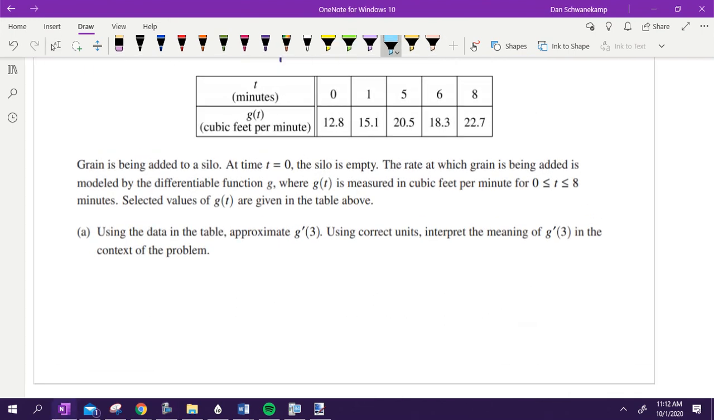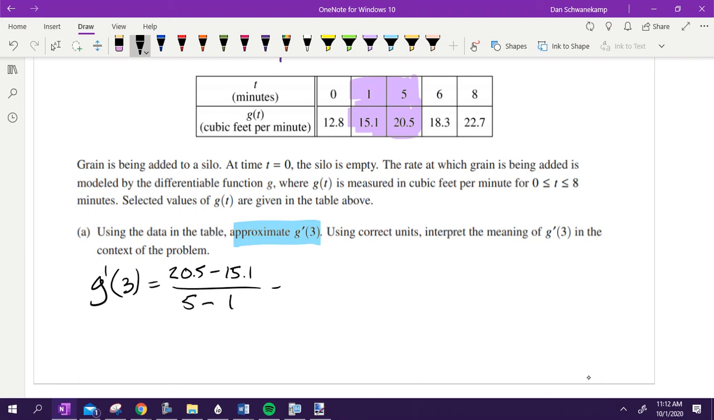Using the data in the table, we're approximating G prime at 3. So if I want to approximate G prime at 3, Max M, what did you do from there? This is G. He's trying to interpret G prime. And so for him to interpret G prime, we are going to find the slope. Good. So how did you set that up? Great. Yep. 5.4 over 4. Cool. Everything about that is good.